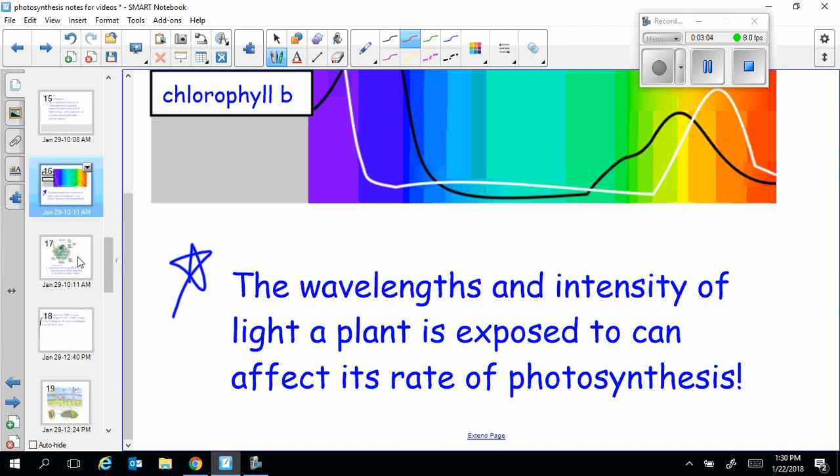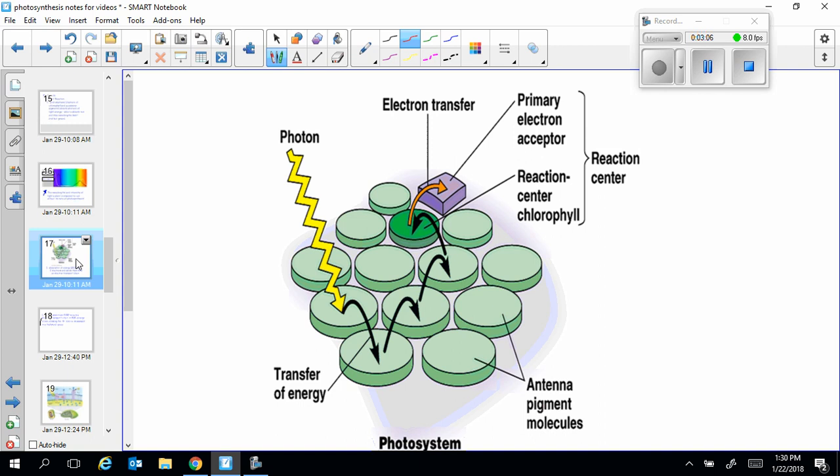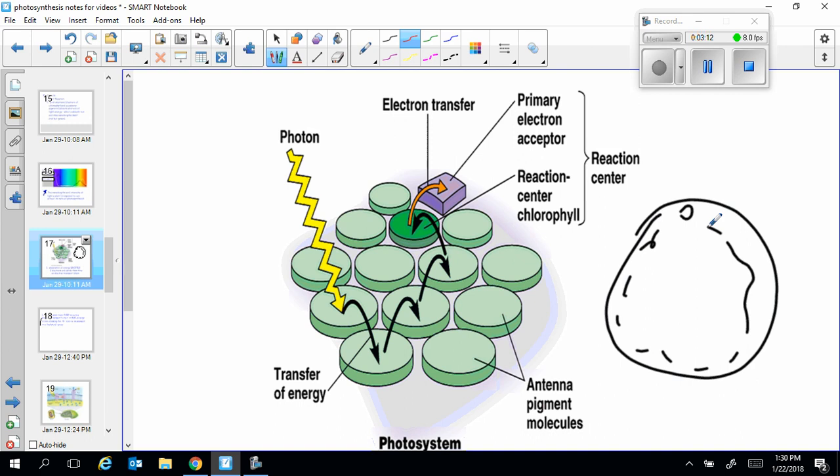All right, so let's move on to photosystems. Photosystems, I like to think of them as a big clump. And there's all these accessory pigments around the outside, and then the middle is called the reaction center. And the reaction center is made up of chlorophyll A molecules. The accessory pigments are able to take light that's coming in and channel it to the middle.